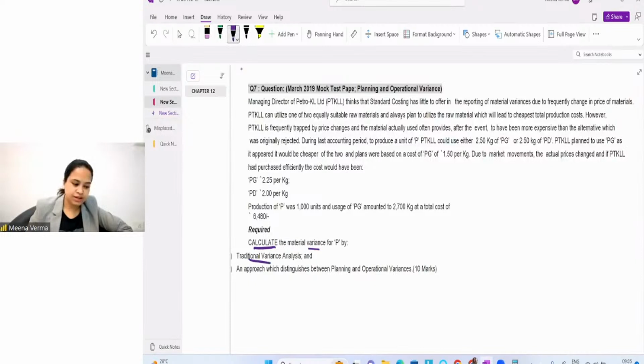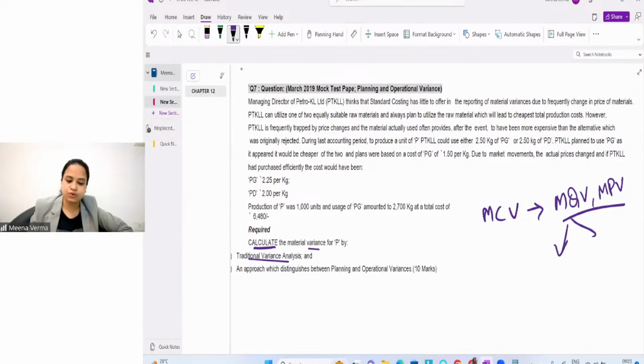By how? Traditional variance. Traditional means what you used to find traditionally. Material cost variation, material quantity variation you have calculated, material price variation you have calculated. These are traditional variations, right? But traditional variation ko bhi further you have to classify it into planning variation and operational variation.